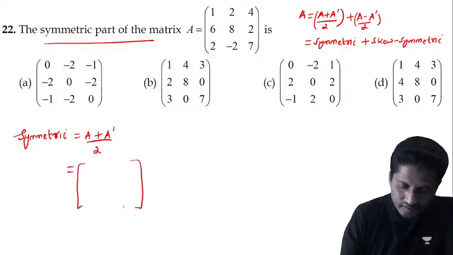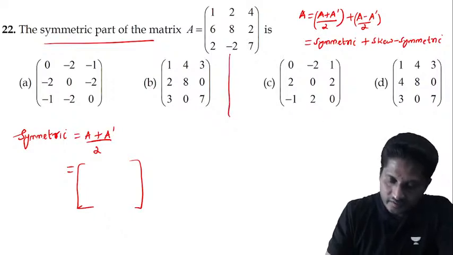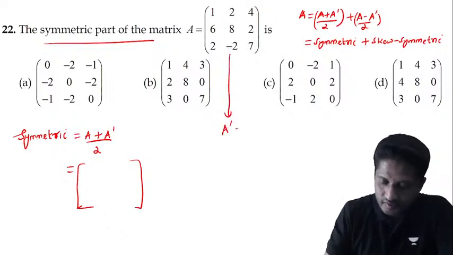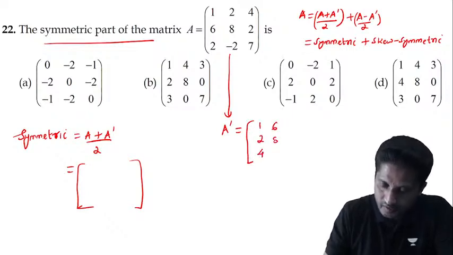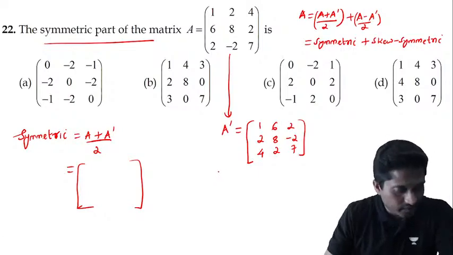Now since A is given, I'll get A dash. From this, A dash is equal to, take the transpose. First row becomes the first column. Second row becomes the second column. And the third row becomes third column. This is A dash.